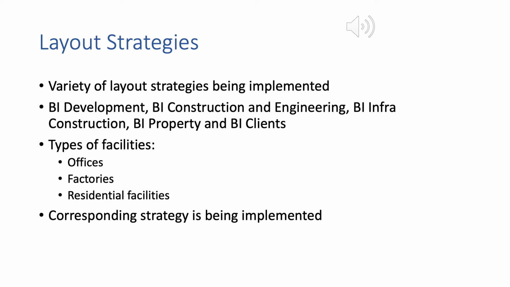After analyzing the interview provided with a representative of the BI Group company, it became apparent that the company is using several types of layout strategies due to the nature of their operations. As the company has diversified its operations into several branches, as was discussed in the first parts, such as BI development, BI construction and engineering, and so on. Also, due to these diversifications, they have different types of facilities such as offices, factories, and residential facilities. So, therefore, each type of facility requires its own layout strategy, which will be discussed in the following section.